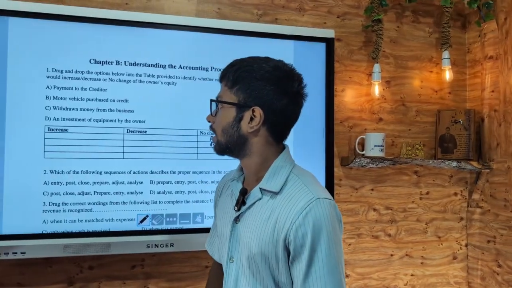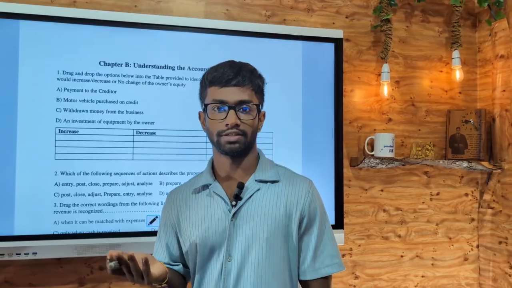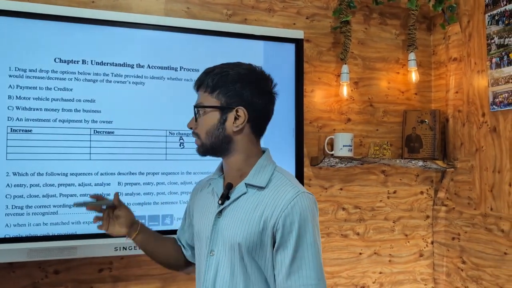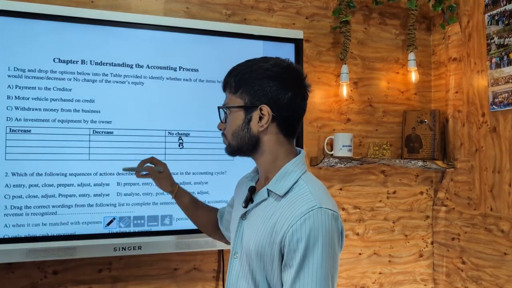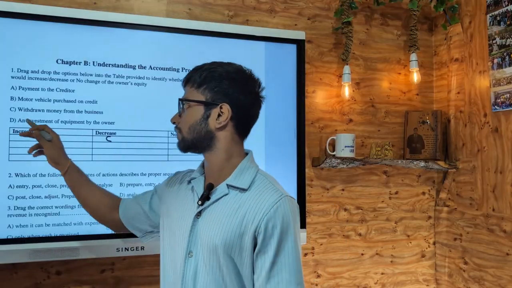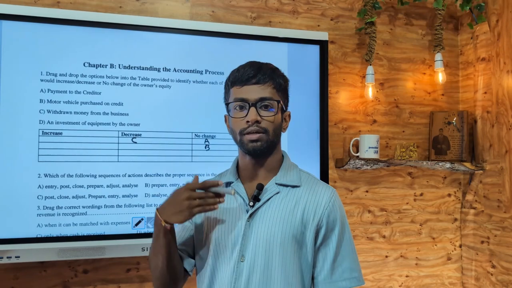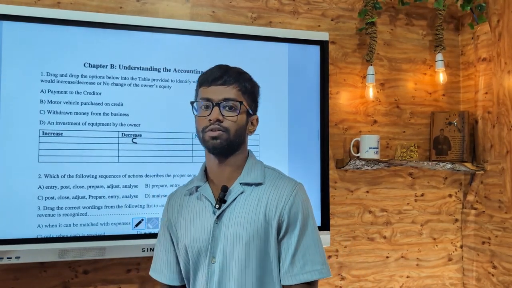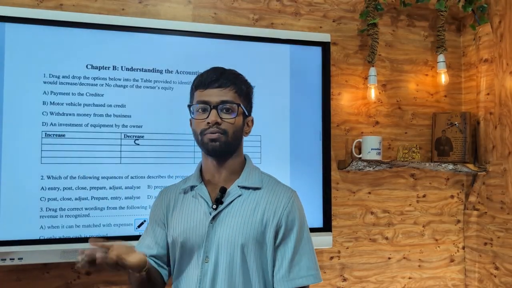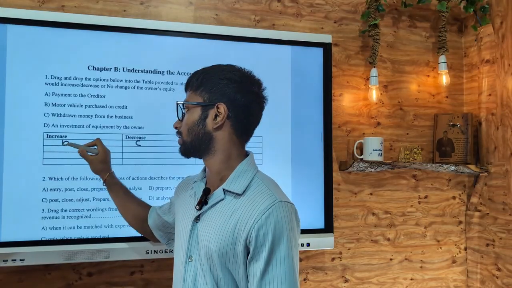Next, money withdrawn from the business. What is that? That is drawings. It would have an effect, so it would decrease your equity. You can drag and drop here. Next, we have an investment of equipment by the owner. He's putting more resources into the business, so that is what we call additional capital. Due to additional capital, your equity would increase. So you can drag and drop D here.